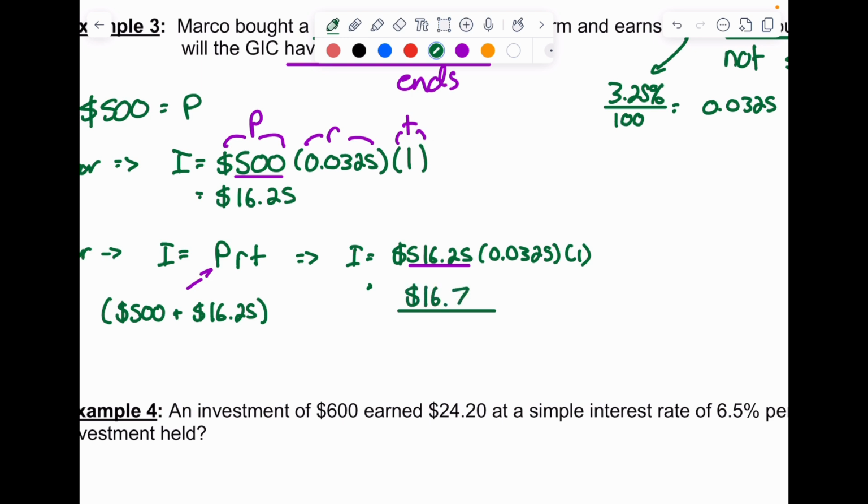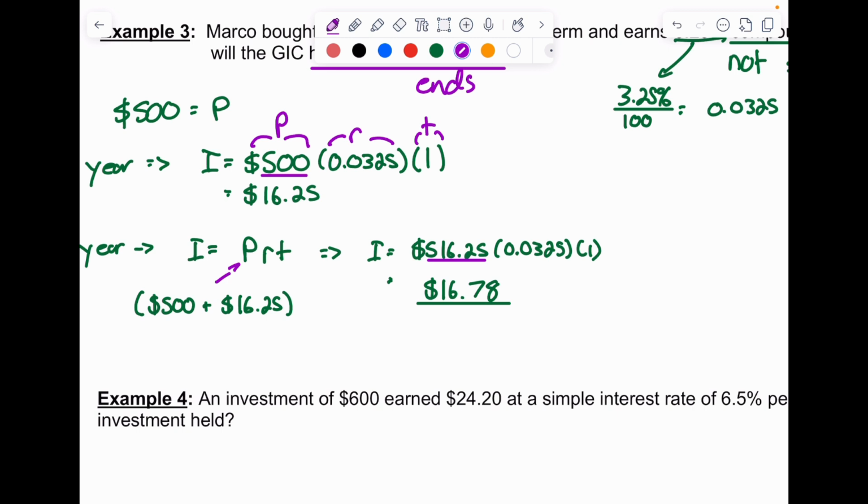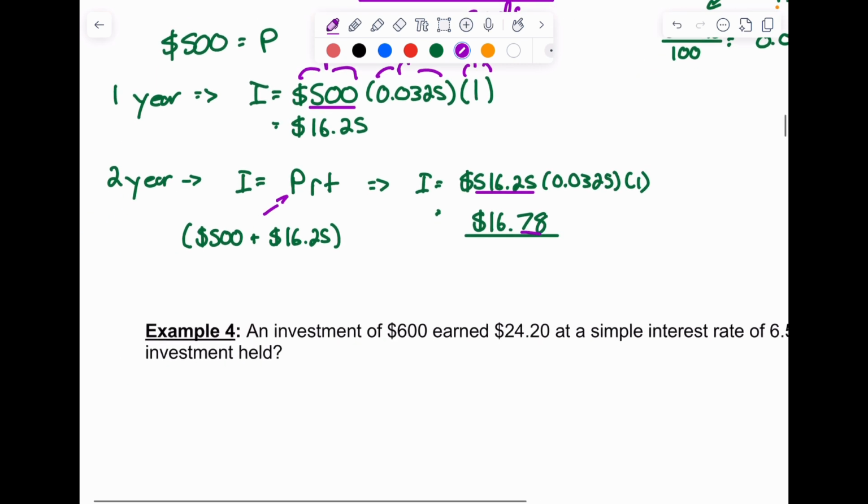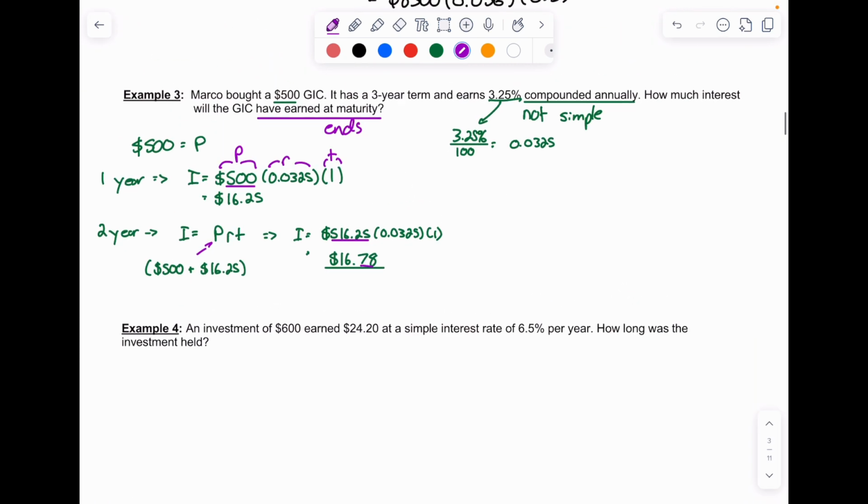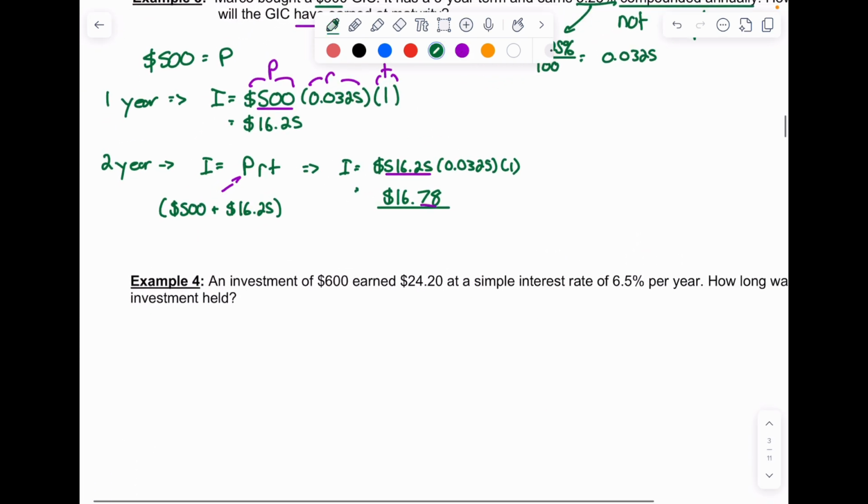So if we do our compounding, 516.25 multiplied by 0.0325, in this case, we have earned $16.78. Yes, we're dealing with small amounts of money, not millions of dollars. But you can still see, look, here you made $16.25, but here you made $16.78. That's because you had a little more money now in your account. So the interest being applied accounts for the fact that you have more money. Now it's saying after 3 years, so we need to do it for another third year.